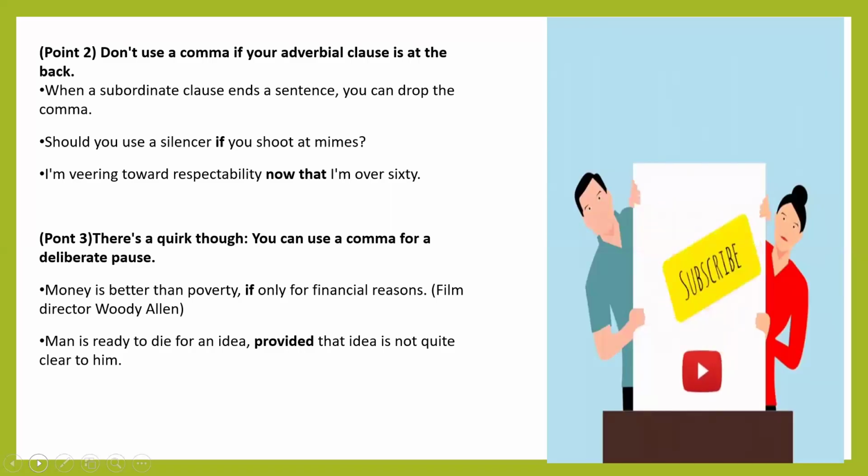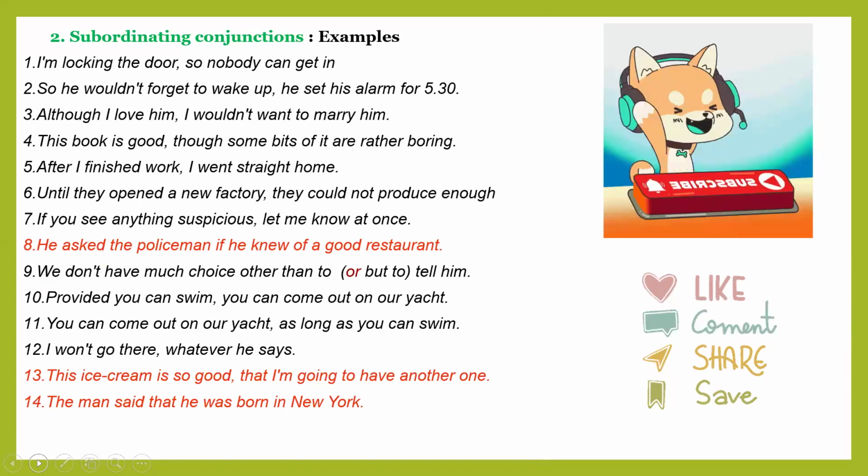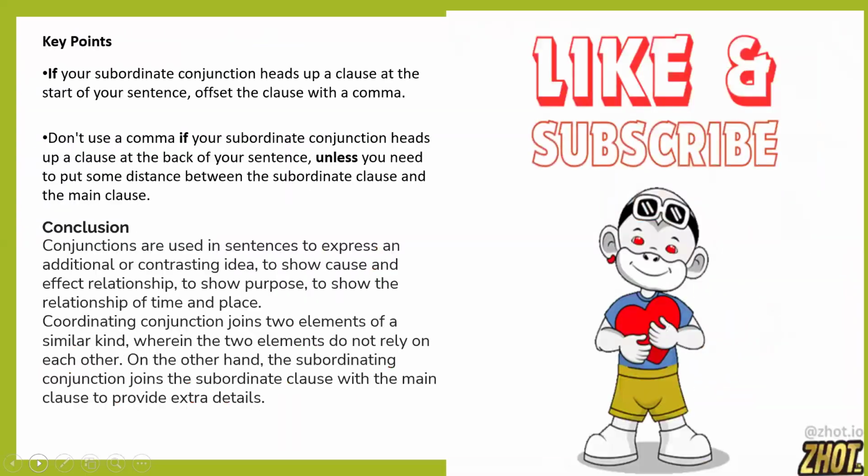Man is ready to die for an idea, provided that idea is not quite clear to him. Provided that idea is not clear to him is the subordinate clause. The main clause is man is ready to die for an idea. We are using a comma because we are giving a quick thought, a deliberate pause, deliberately explaining that statement. So this is the reason we are using a comma here. In the case of adverbial clauses, a few examples of subordinative conjunctions are given. You can go through it.